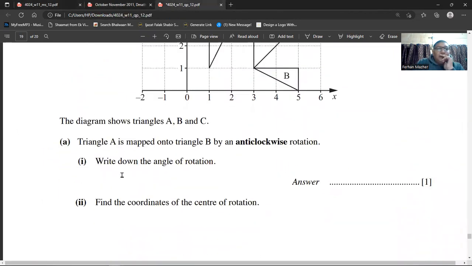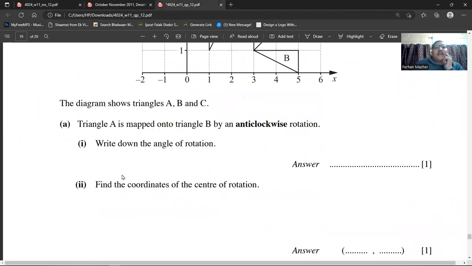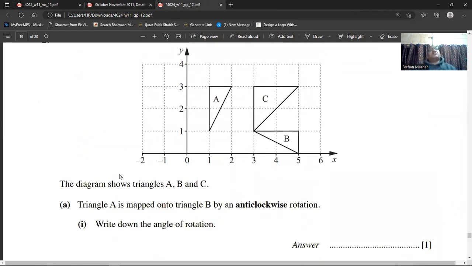$270. Okay. Then the question is find the coordinates of the center of the rotation. If you want to find out the coordinates of the center of the rotation, the methodology is very simple. You join the same points of the image and the object, and then you draw their perpendicular bisector.